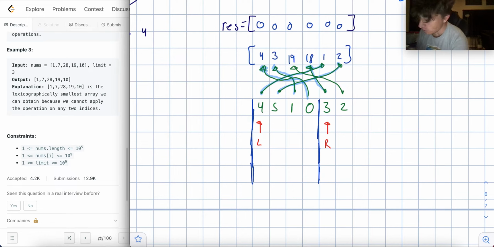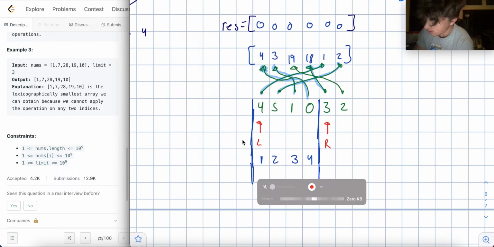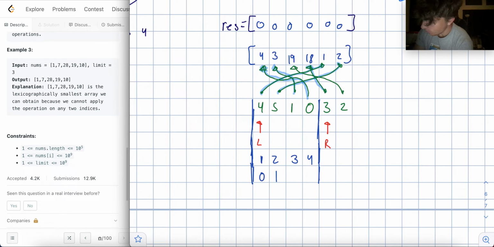So we get this group here, and then we just basically sort it with the elements and the values, right? Our values sorted are 1, 2, 3, 4, and our indices sorted are 0, 1, 4, 5. So that means at 0, I put 1, and at 1, I put 2, at 4, I put 3, and at 5, I put 4. Right, so that means I get a new group, and I should probably move my left pointer over here and continue playing this game.